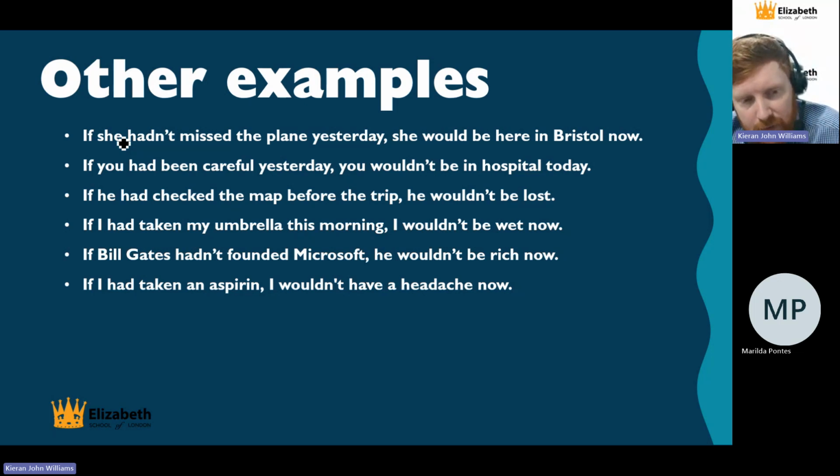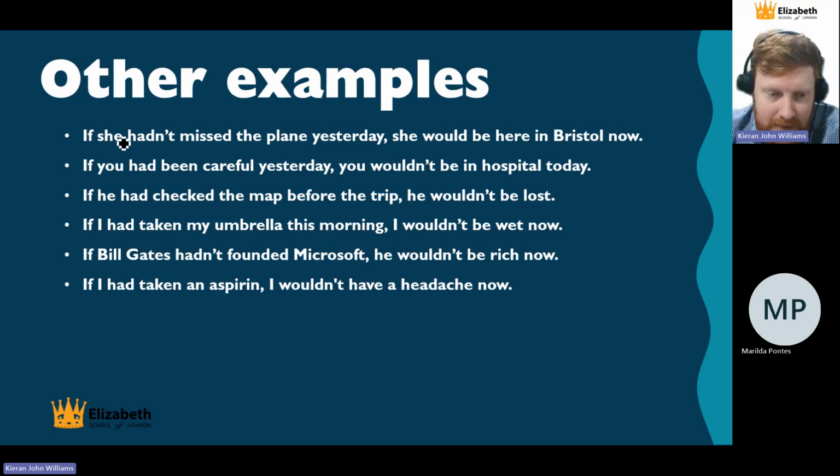Another sentence here: if Bill Gates hadn't founded Microsoft, he wouldn't be rich now. Okay, so Bill Gates did found Microsoft in the past. He is rich now, but we want to change it around. We want it to be imaginary. Okay, so we imagine Bill Gates didn't found Microsoft. Therefore, that means he isn't rich now in the present.